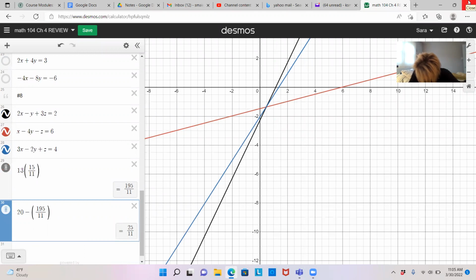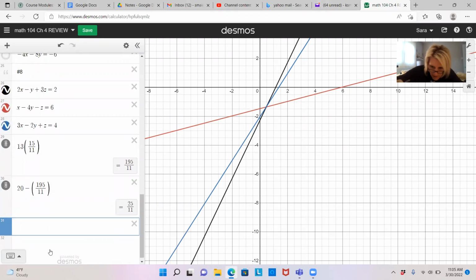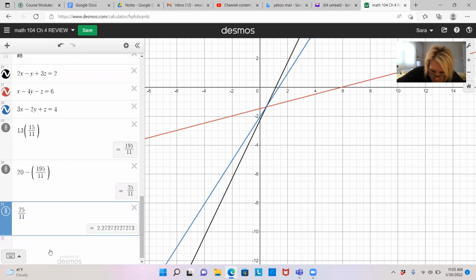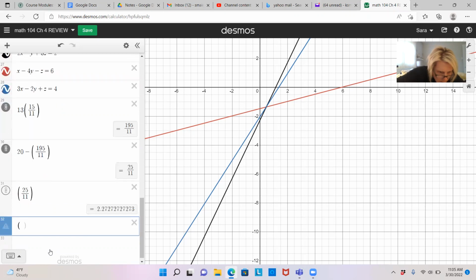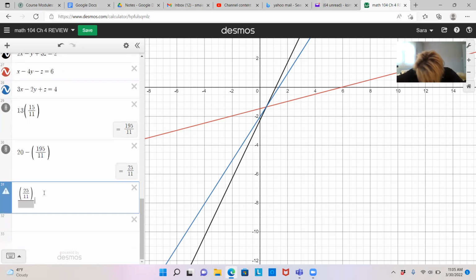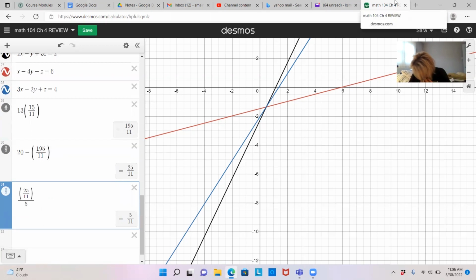So we have 5x equals 25/11. And then we're going to divide both sides by 5. So I'm going to type 25/11 down here, in parentheses, and divide that again. So it's a fraction divided by a fraction. 25/11 divided by 5 comes out to be 0.4545. Let's see if that's an even fraction. It is 5/11. Yay.